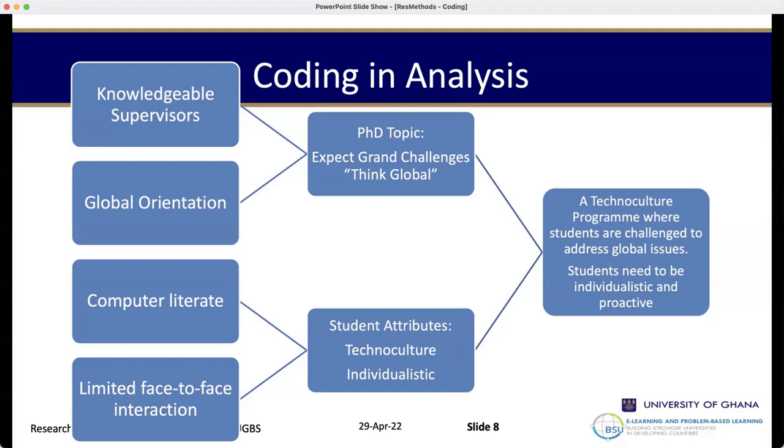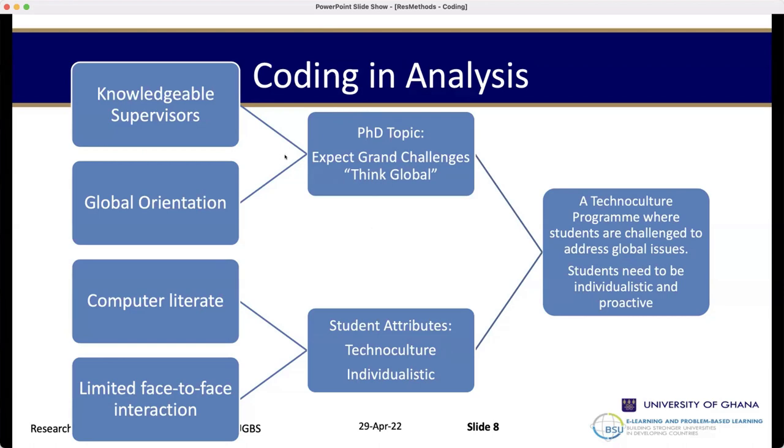That's why they give Ghana money for COVID. So it's like the grand challenges facing the world, that are beyond one country to solve, and sometimes we need intervention. So if you come to do a PhD in this area, the type of topics you choose should look at the grand challenges.